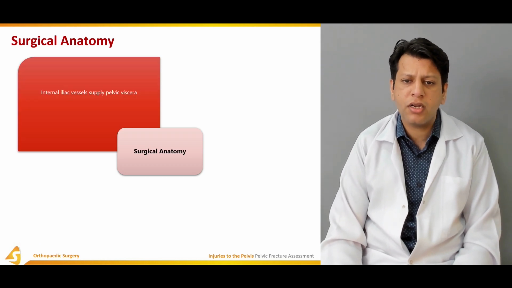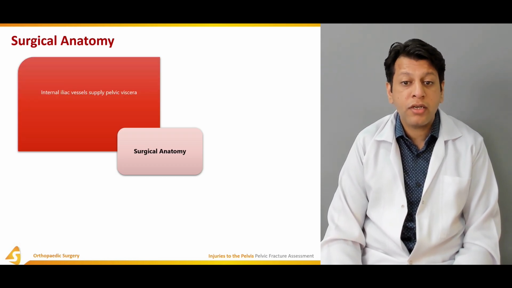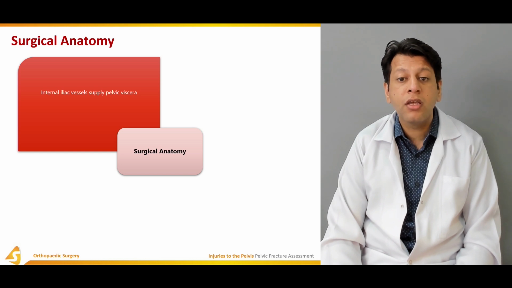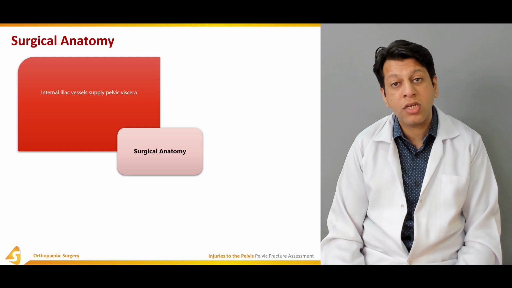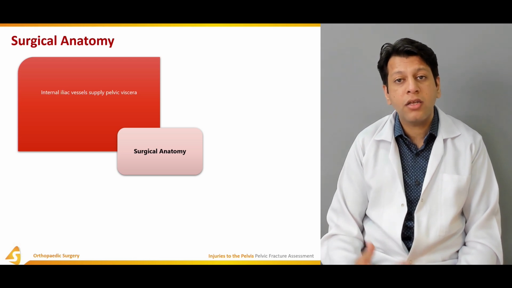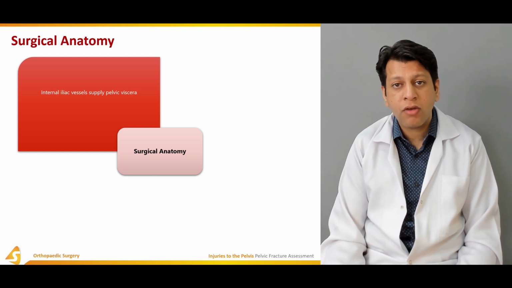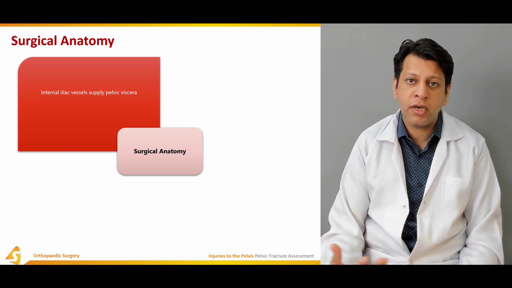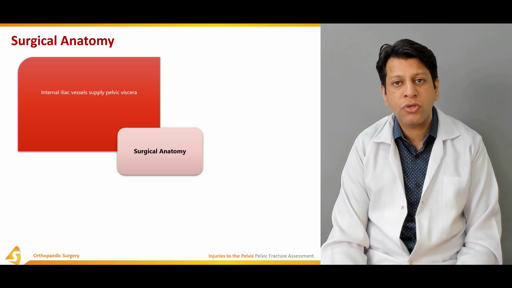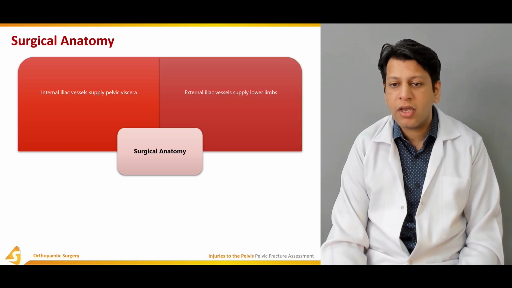Now coming to the surgical anatomy, as you know, the internal iliac vessels supply the pelvic viscera. There is a common iliac which bifurcates into the internal and external iliac. The internal iliac provides the viscera, while the external iliac bypasses this area. It goes into the leg to provide the musculature and the bones of the leg, that is the femur and tibia, and all the anterior and posterior compartments of the thigh and leg are supplied by the external iliac vessels.